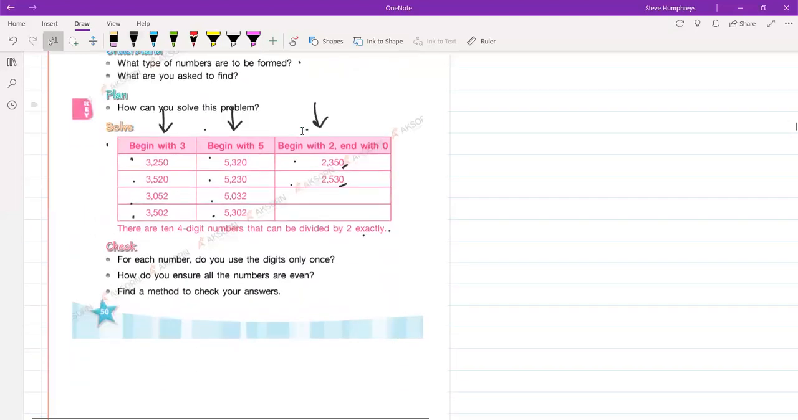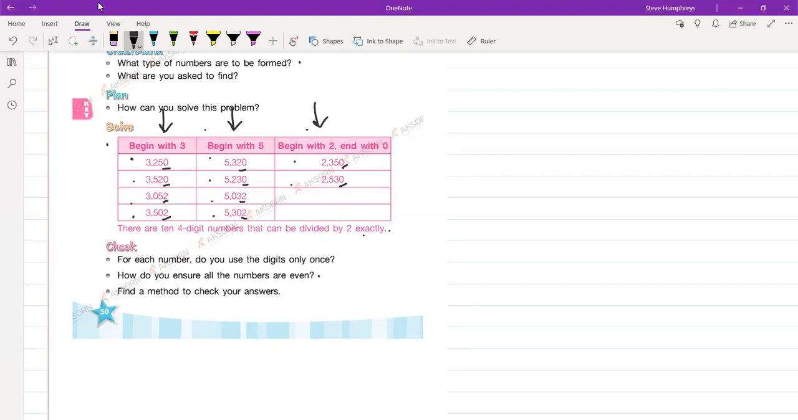And check. For each number, do you use the digits only once? Then you have a question. How do you ensure all the numbers are even? Well, you need to look at the last digit. If it ends in 0 or 2, they're even numbers. And they all do. Find a method to check your answers. Okay.